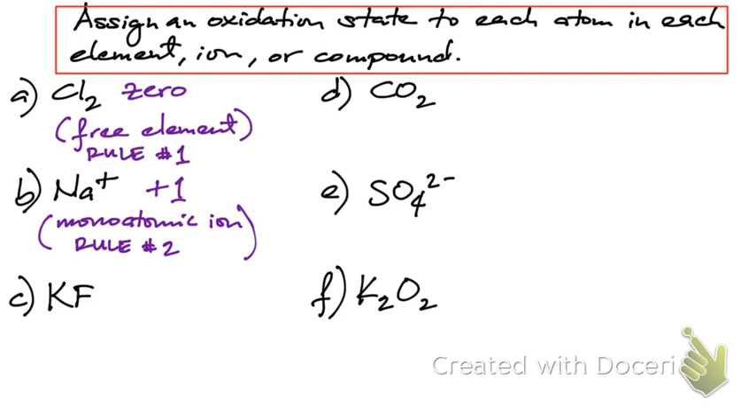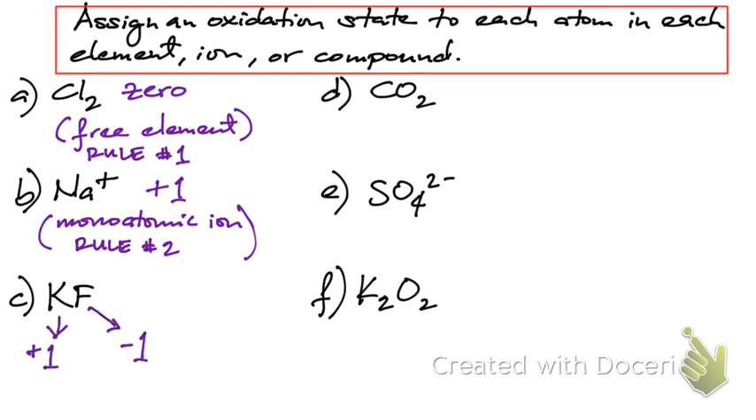What about for KF here, potassium fluoride? So overall, as a compound, the sum of the oxidation states of the elements would sum up to 0, right? So potassium here is a metal and fluorine is a nonmetal. So potassium here will take priority, okay? So potassium is also in group 1, and so it will have a +1 oxidation number, whereas fluorine would have a -1 because again they add up to 0.